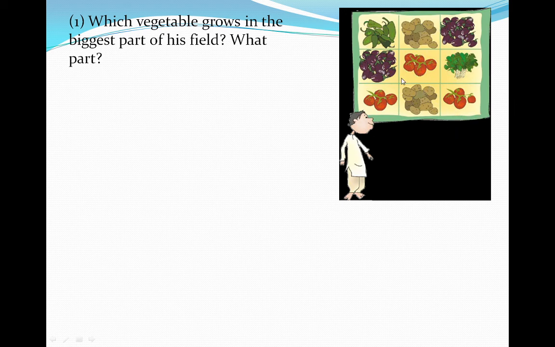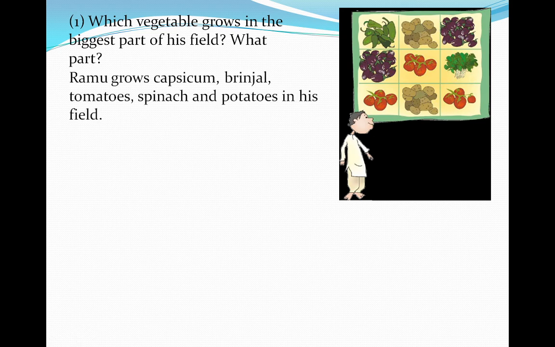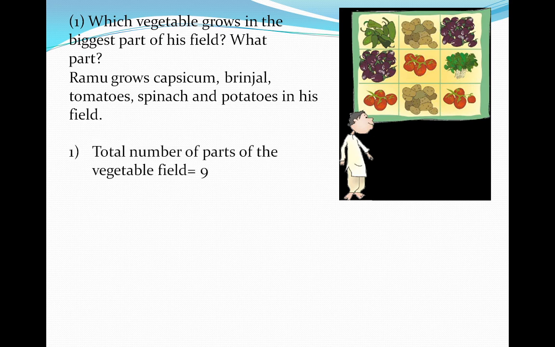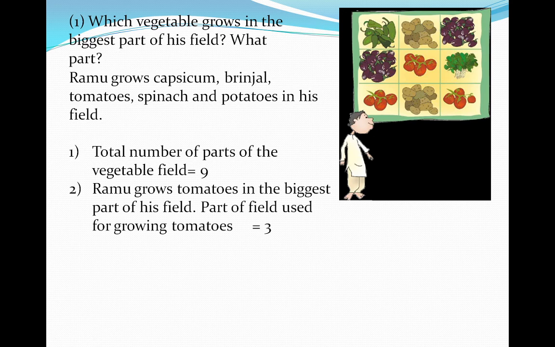Why can I say this? Because from this picture, I know that spinach also occupies only one part of his field. So Ramu grows capsicum, brinjal, tomato, spinach and potatoes in his field. Okay. And tomatoes grow in the biggest part of his field. How can we say that? Look at here. Total number of parts of the vegetable field is 9. Ramu grows tomatoes in the biggest part of his field and the parts of the field used for growing tomatoes are 3.